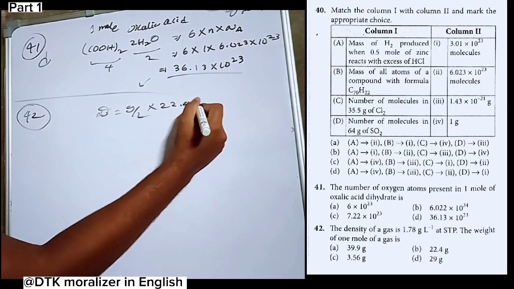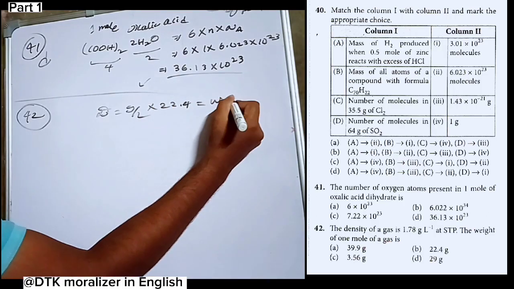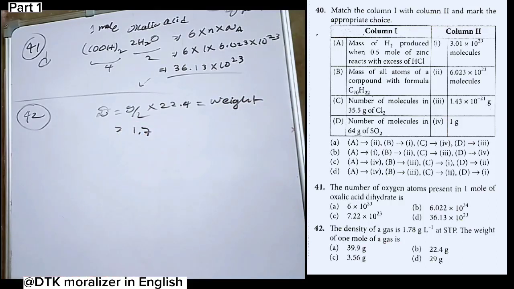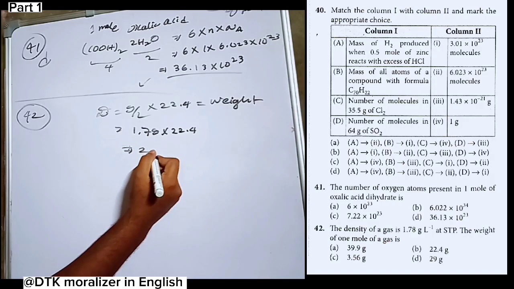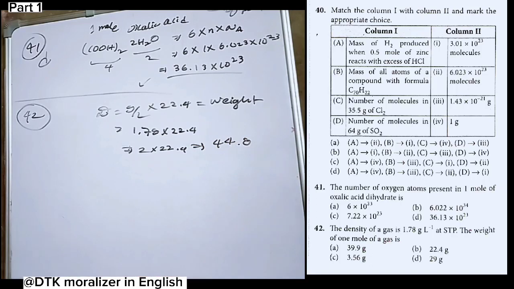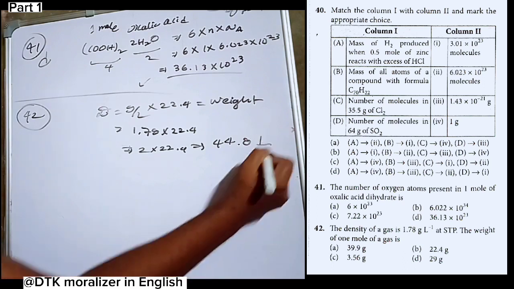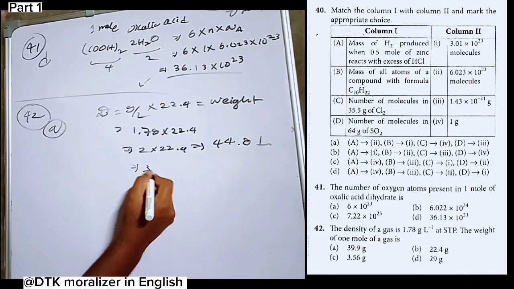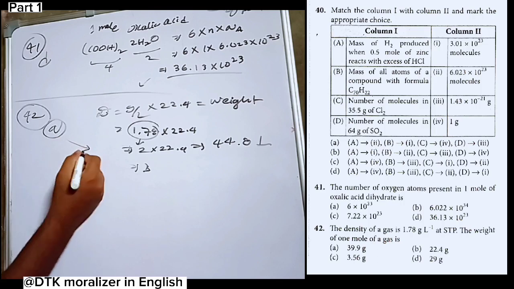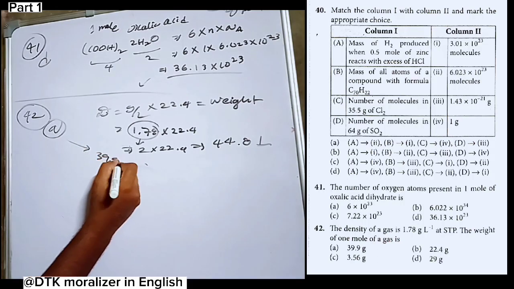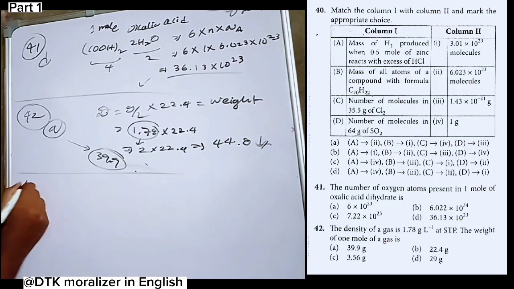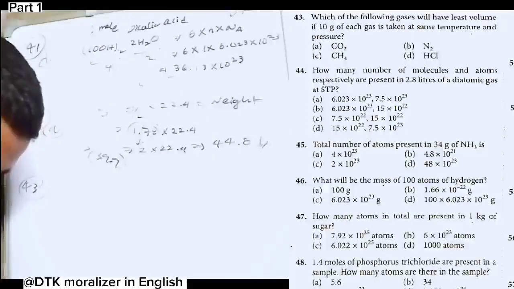Now question number 42. The density of a gas is 1.78 gram per liter at STP. The weight of 1 mole of gas is? Here density is given. So we have to multiply with the volume. So here the weight will come out as 1.78 into 22.4 for 1 mole. When we multiply this, the answer will come out as 39.9. So option A.